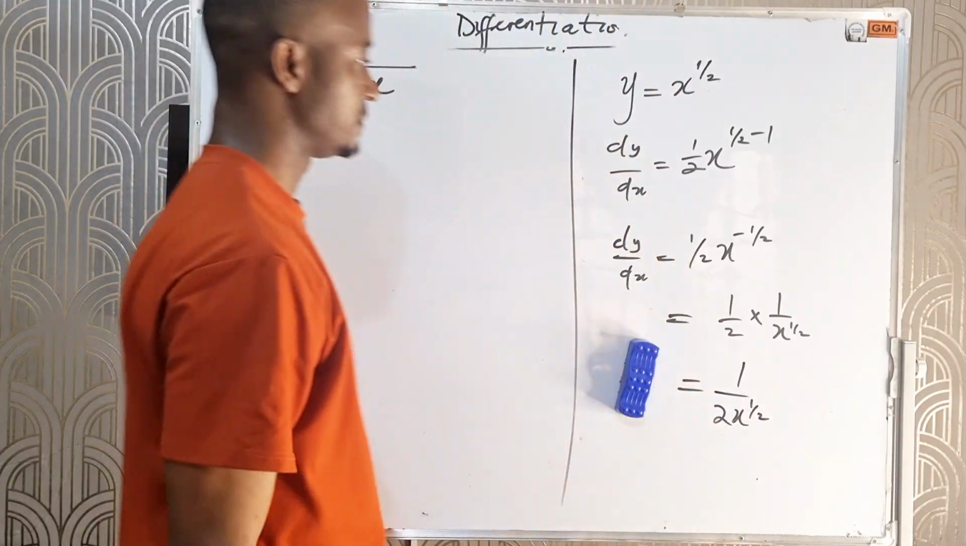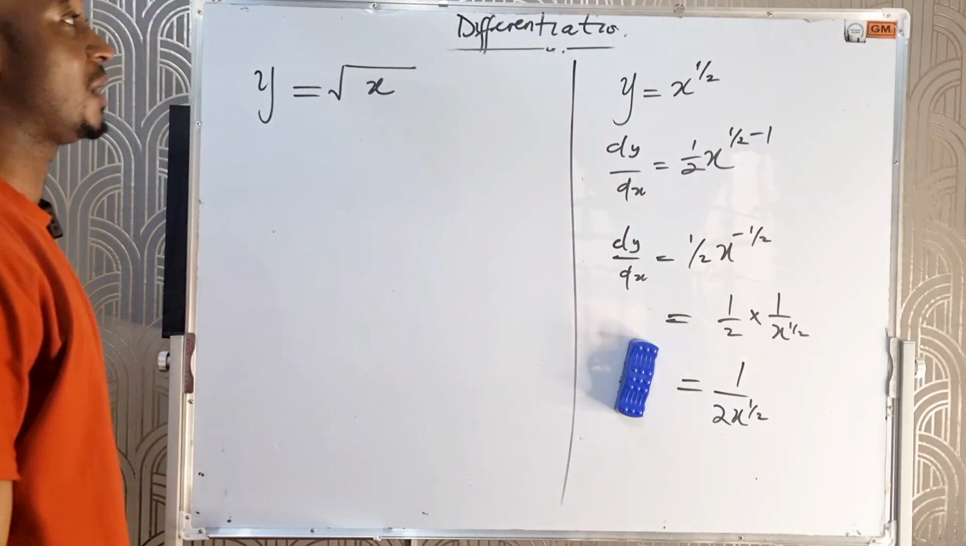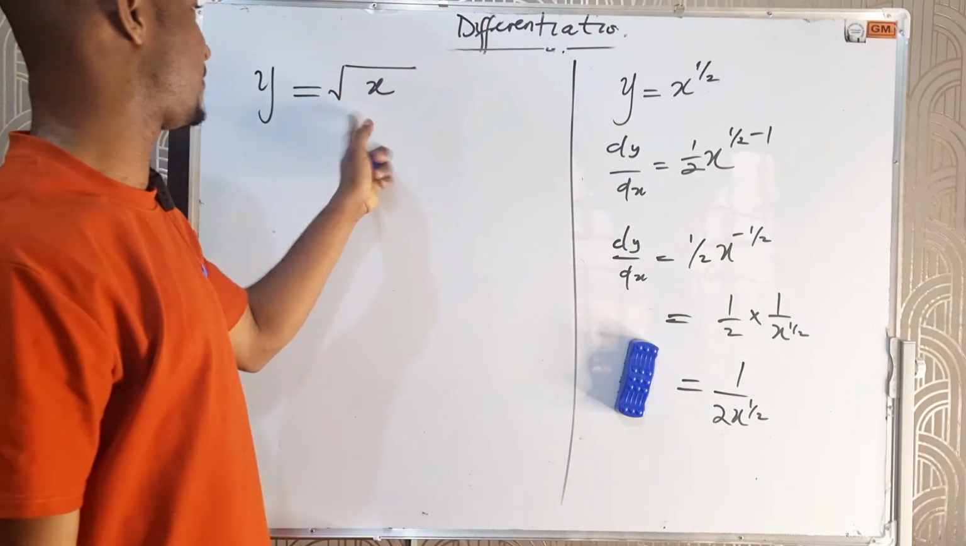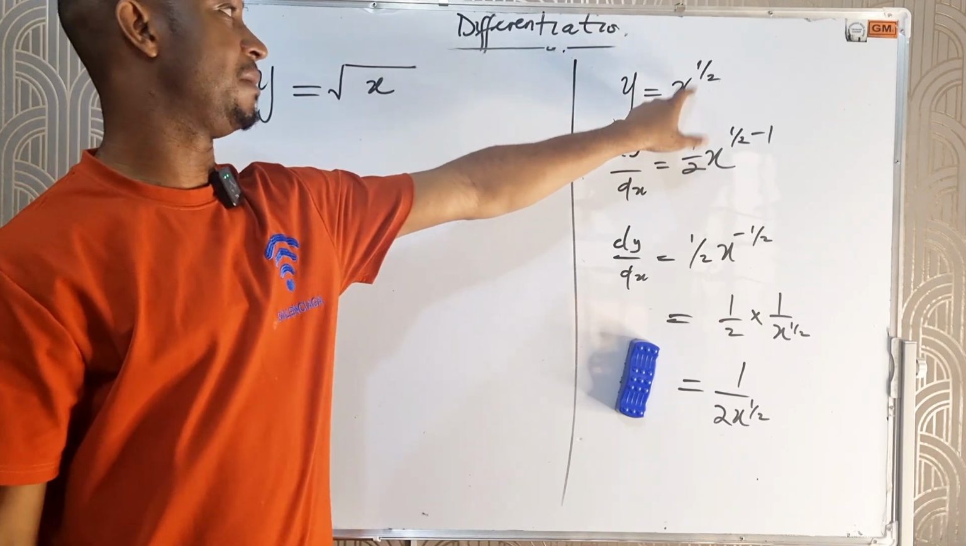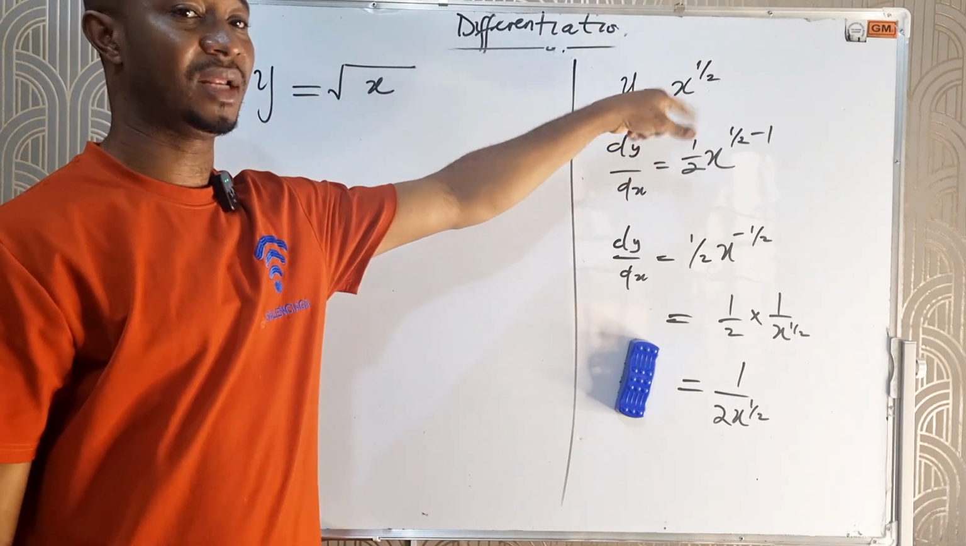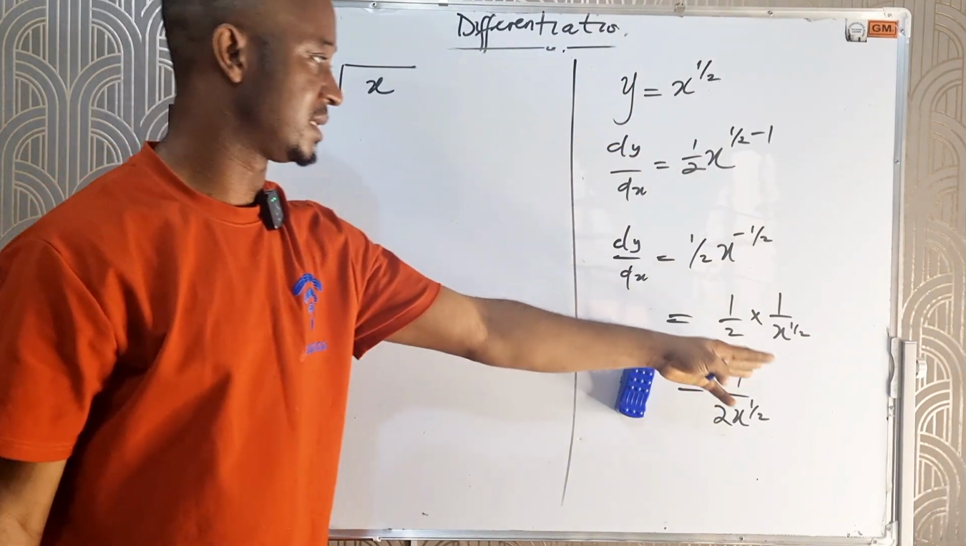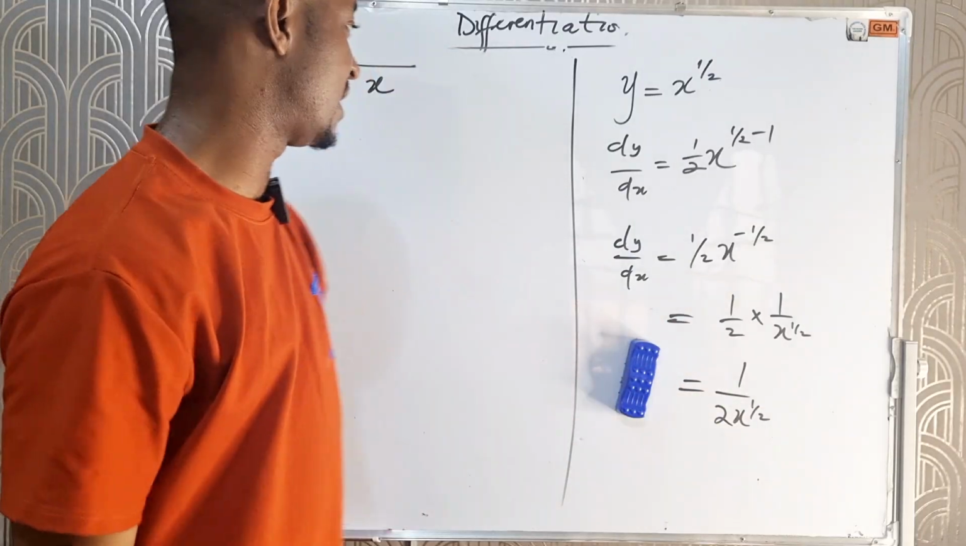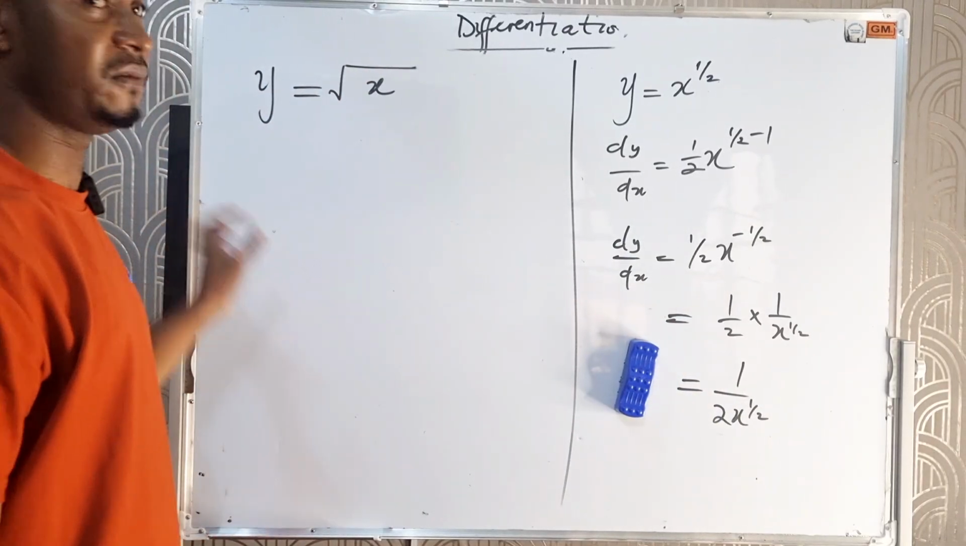Okay, so by the power rule, I will have to express this first, bringing it on the power of x, then apply the power rule of differentiation. It's either you have this or you have this as your final answer. But let's see what we're going to have using first principle.